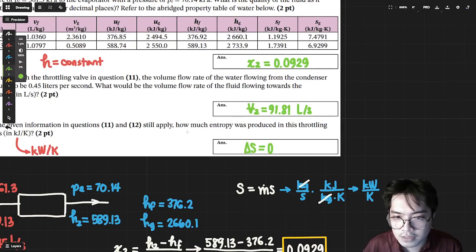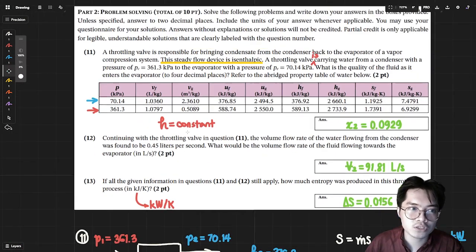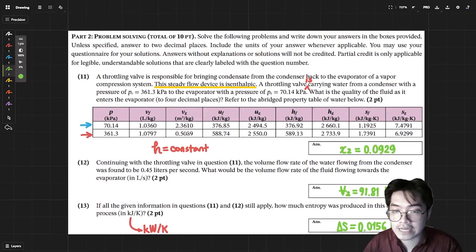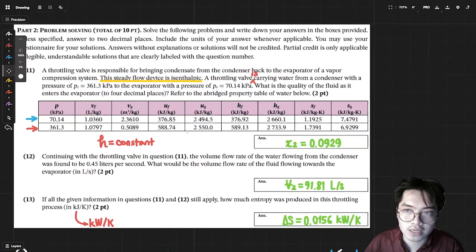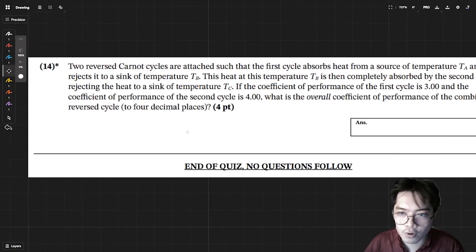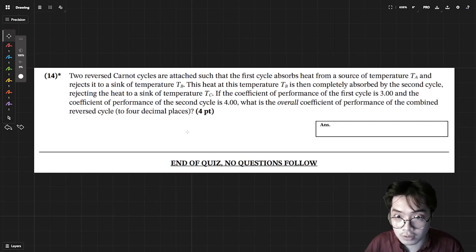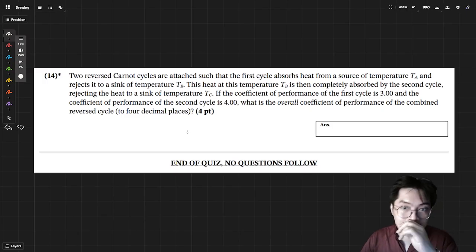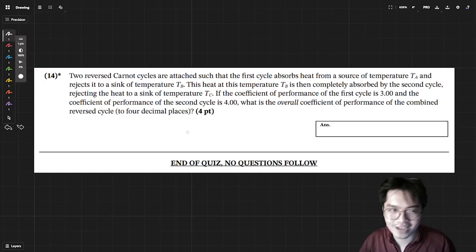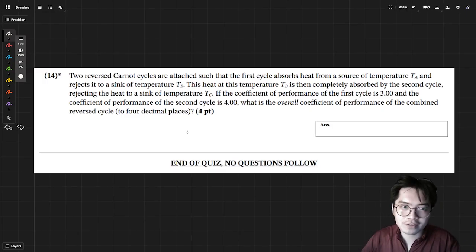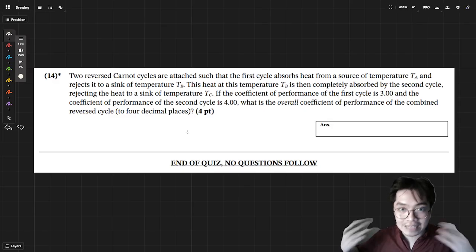Delta S is 0.0156 kilowatt per Kelvin. That is your numbers 11 to 13. And the last thing will be number 14. It is an asterisk because I'm deeming that this is pretty difficult, unless you have some training. Two reversed Carnot cycles. So we're talking about ideal circumstances here.